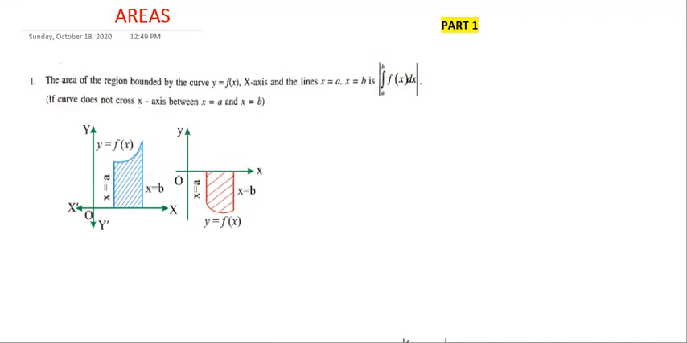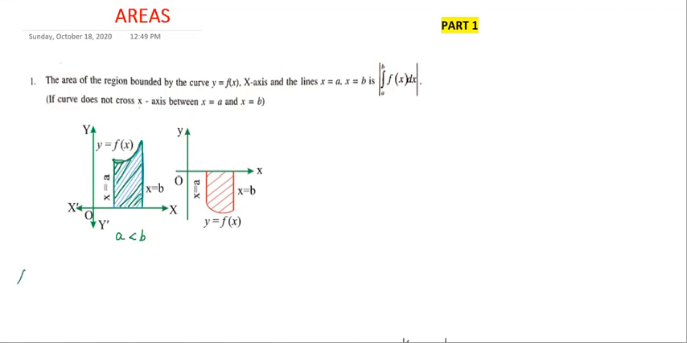See here, in the first diagram, this curve is y is equal to f of x, and these are the lines x is equal to a and x is equal to b. Here a is less than b. Now this is the required area we need to find, and this is above the x-axis. The area should be positive.